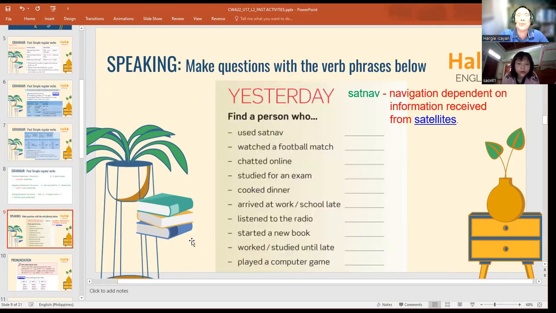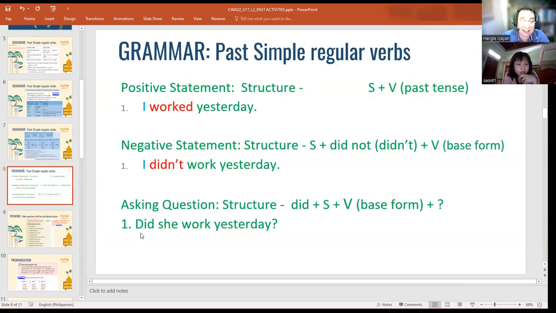Now, speaking. Make questions with the verb phrases below. Yesterday. Find a person who used a satnav. So how are you going to say that one? We're going to make questions, right? So how are you going to make questions again? Did, plus the subject.